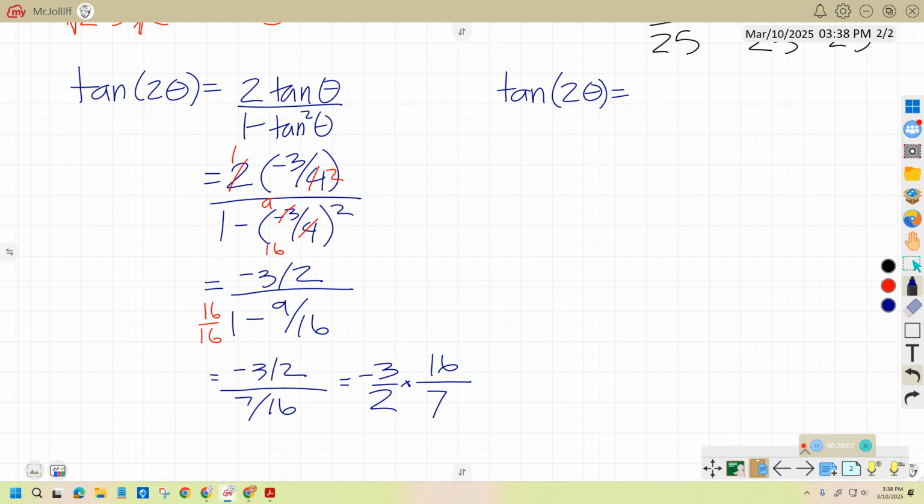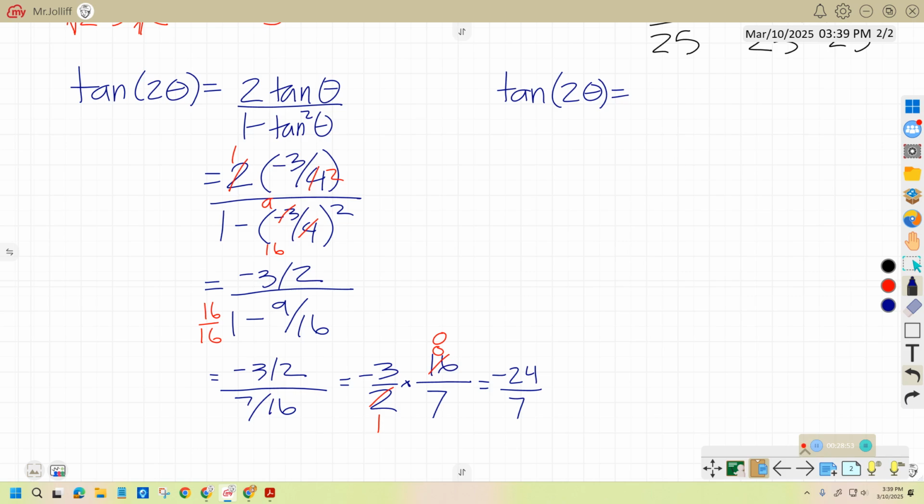Reducing. I see some reducing that can happen at this stage. 2 and 16 are both divisible by 2. So that becomes a 1. 16 divided by 2 is 8. And then we multiply across the top. What's 3 times 8? 24, so -24. 1 times 7 is 7. That was a lot of fraction math. Nobody likes fraction math.